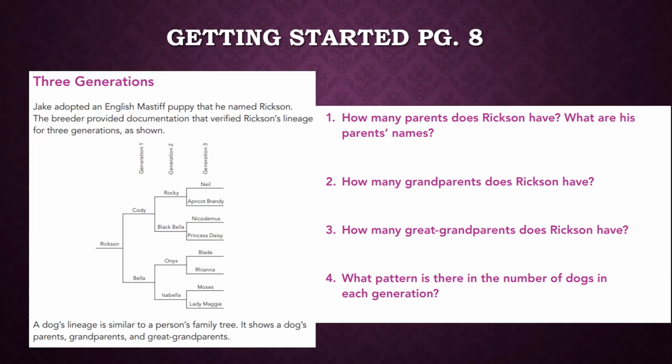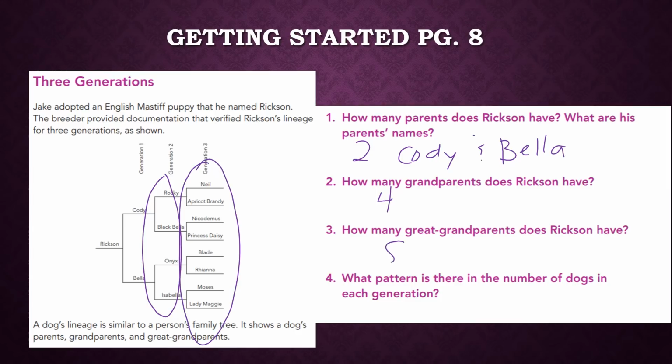All right, so it's pretty easy here. How many parents does Rickson have? He has 2. And they are Cody and Bella. So this is just helping you to identify how to read that lineage there. How many grandparents does Rickson have? He has 4. So those are the grandparents there. How many great-grandparents? He has 8.